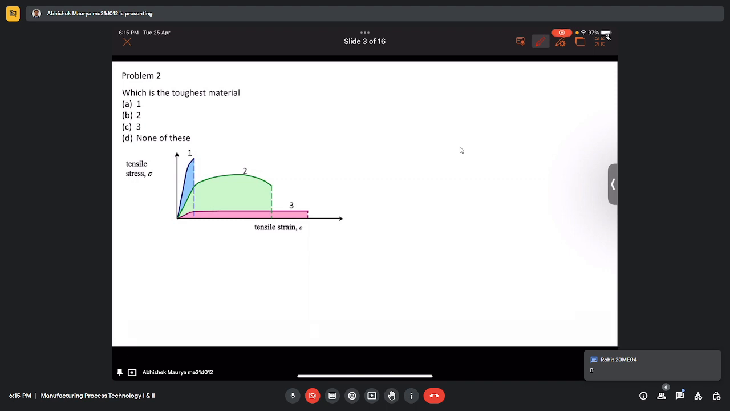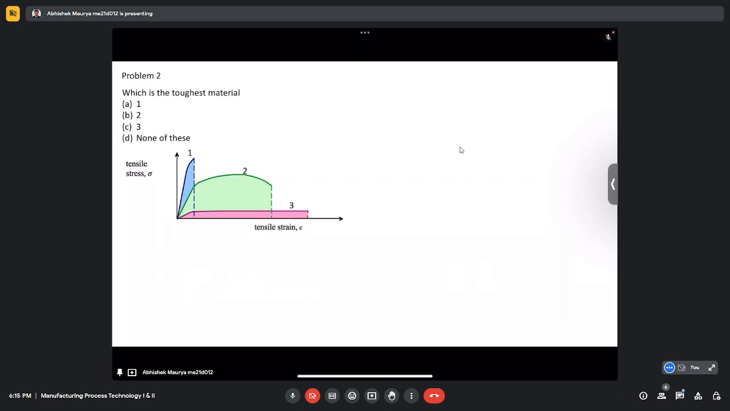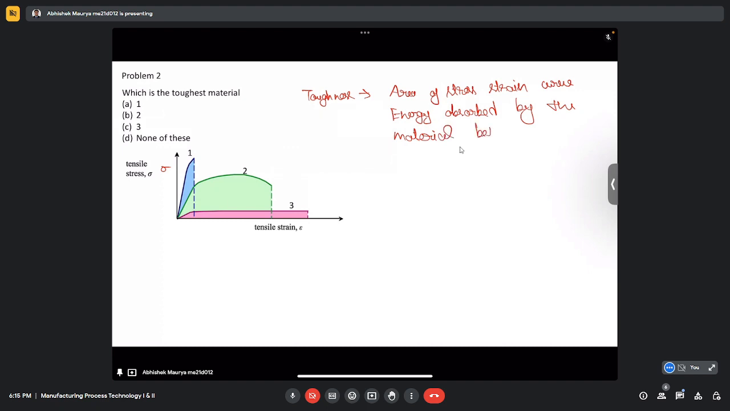Okay, yes, here everybody is telling option B, it means curve 2. So we know what toughness is. Toughness is nothing but the area under the stress strain curve, or we can say the energy absorbed by the material before fracture. So the area under the stress strain curve gives the energy absorbed per unit volume of the material.